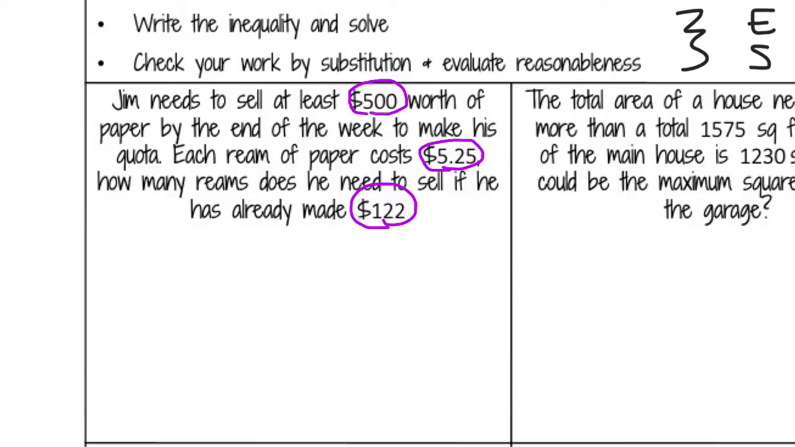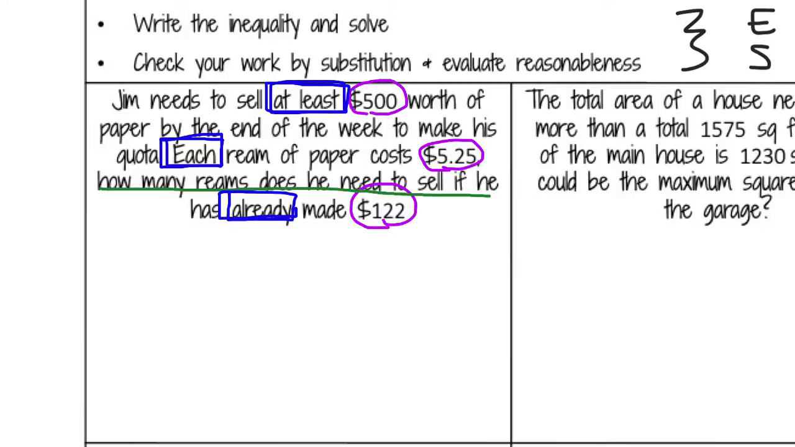And then U is for underlining our question. How many reams of paper does he need to sell? And then we box our action words. So at least tells me what type of symbol I'm going to use. I see the word each. And then already kind of tells me something to do.